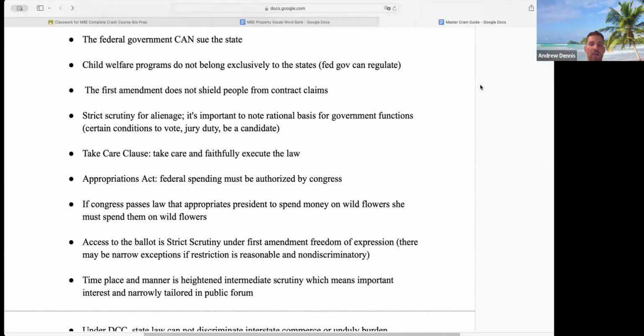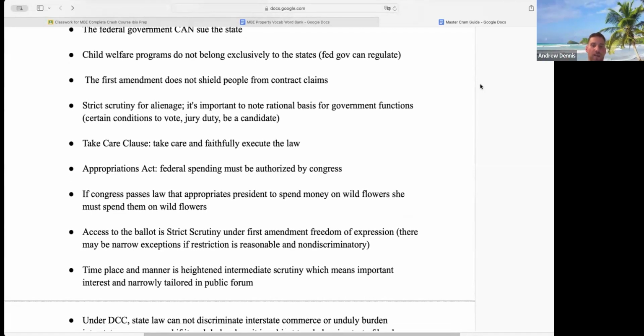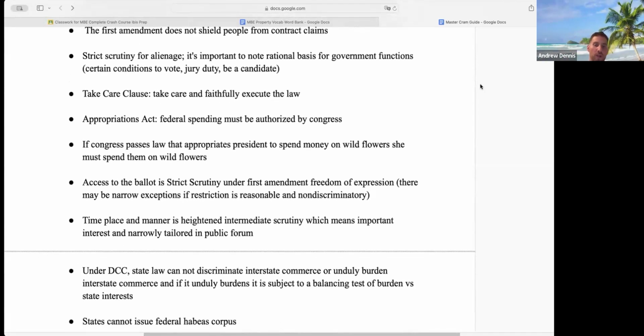Strict scrutiny for alienage. It's important to note that rational basis applies for government functions like voting, jury duty, and being a candidate. The take care clause is that they take care and faithfully execute the law. The Appropriations Act: federal spending must be authorized by Congress. If Congress passes a law that appropriates the president to spend money on wildflowers, she must spend them on wildflowers, right?